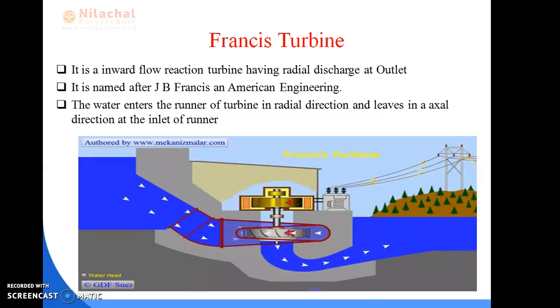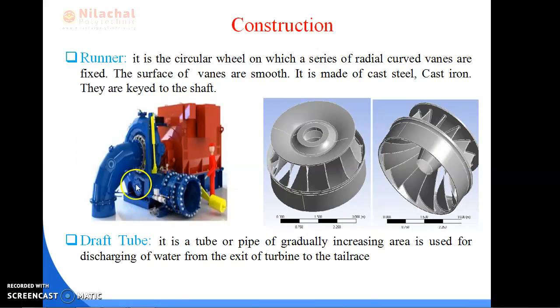So at the outlet of the Francis turbine, this is the exit end. There is a draft tube. This is the conical tube which is used at the outlet of the Francis turbine. Why is this used?